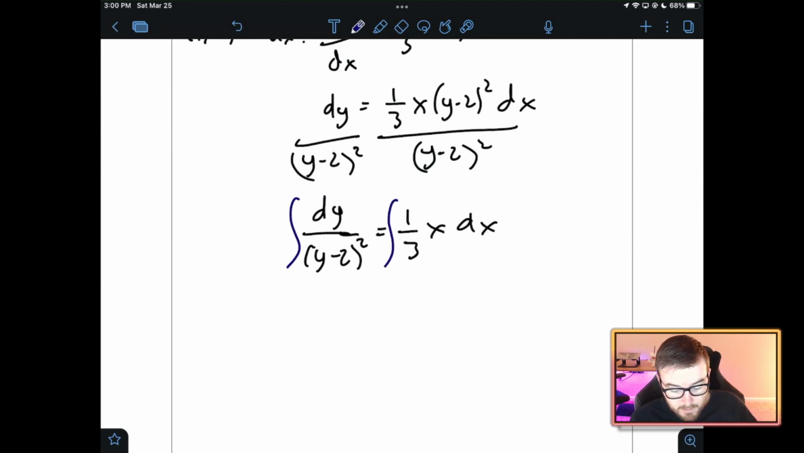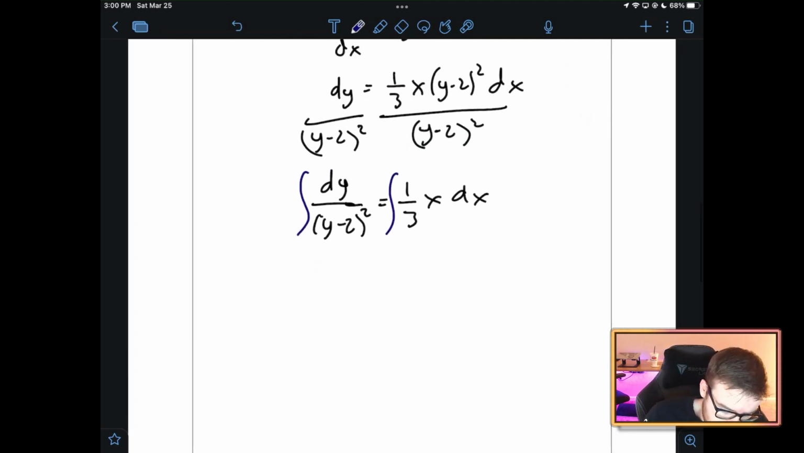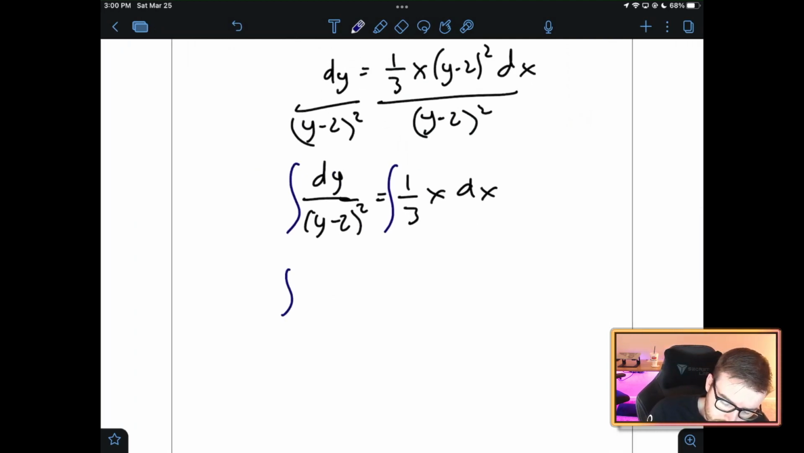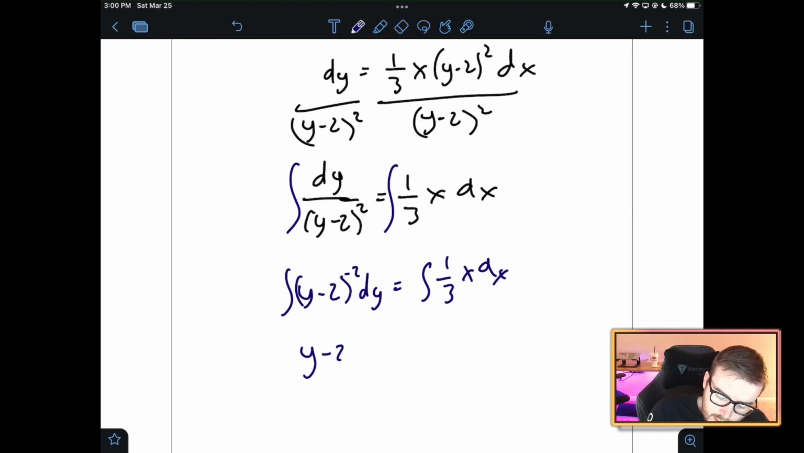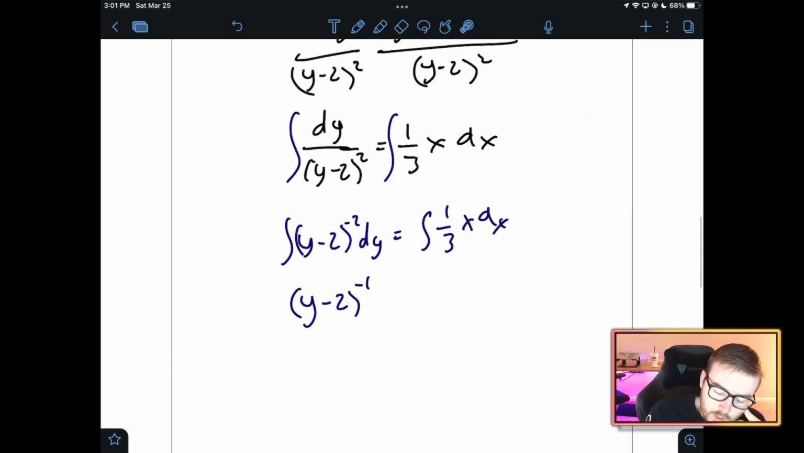Let me look at my work to jog my memory. Was I clever about anything? Yeah, I wrote this as y minus 2 to the negative 2, just to help my brain. So when you integrate, this becomes y minus 2 to the negative 1. Remember, when you integrate with power rule, you bump this up by 1 as opposed to going down, and then you divide. So when you divide by negative 1, this becomes negative.